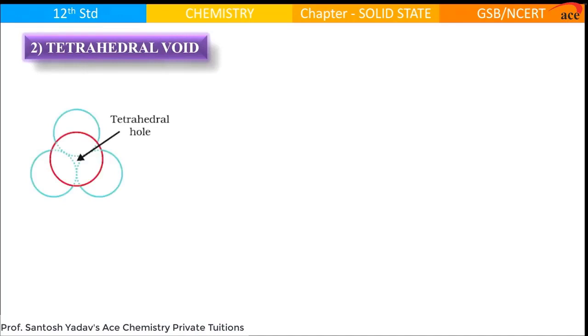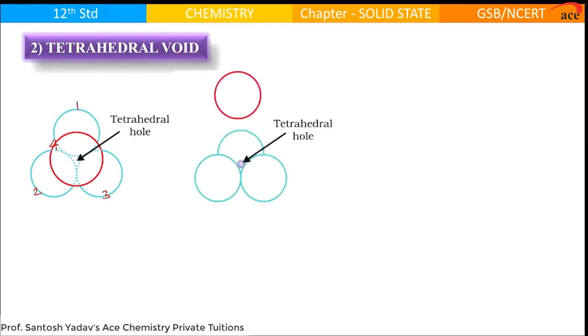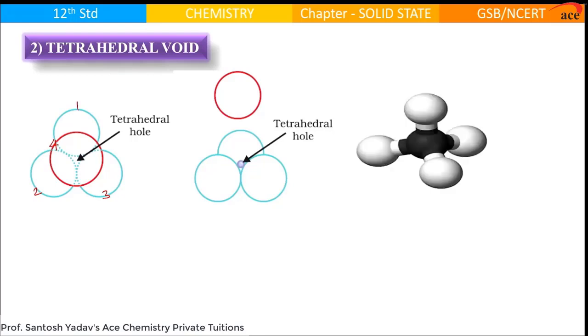Tetrahedral void we like to see. Are you able to see 3 spheres? Above them there is a 4th sphere kept. Then the void trapped between these 4 spheres is called a tetrahedral void or tetrahedral hole. In this diagram, 3 spheres are shown by blue colored balls, and above that the red colored ball is placed, but the void which is there is called a tetrahedral void.